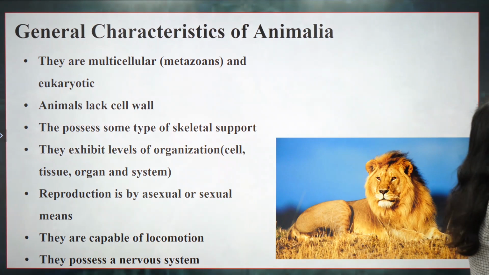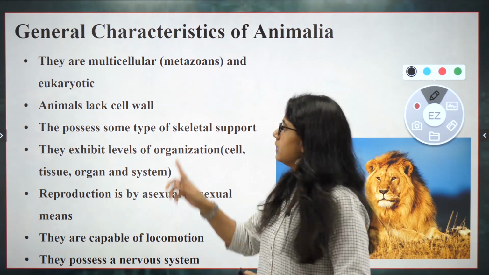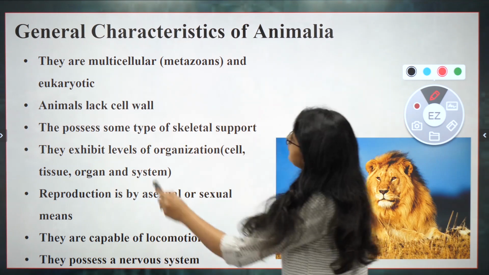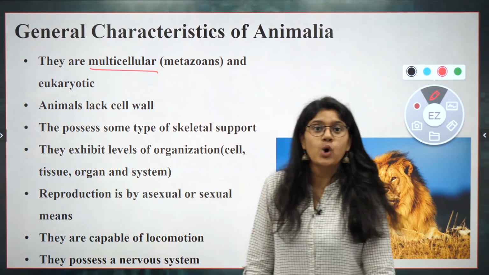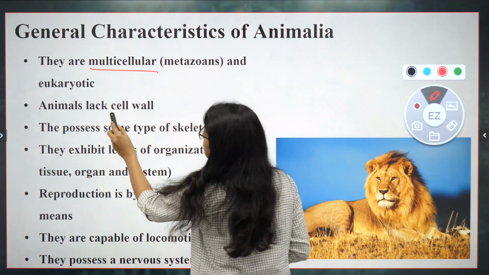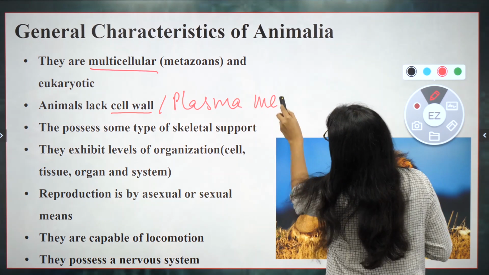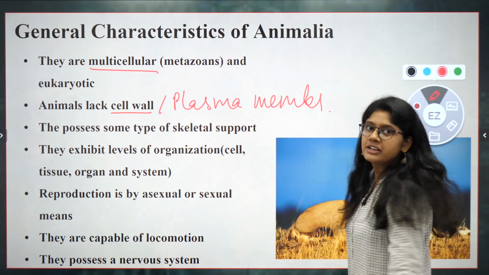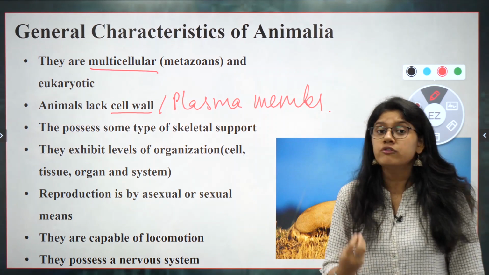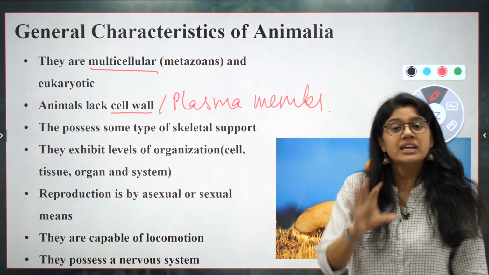Now, every kingdom has its special features, and so does our animal kingdom. Let's see what we have. Basically, they are always multicellular. We know that they are multicellular, right? They lack a cell wall. They have the plasma membrane. We have studied in the class 9th cell chapter that plant cells have a cell wall, bacteria have a cell wall, fungi have cell walls, but animals lack a cell wall. They have the plasma membrane.